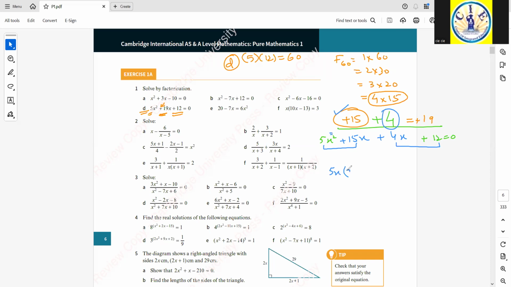From this x square, I am left with 1x. And from this 15x, 5 3s are 15. And then x has already been taken common here. So x plus 3 would be inside the brackets.